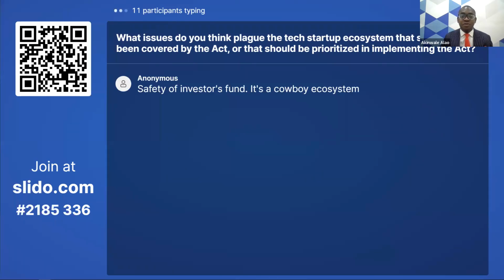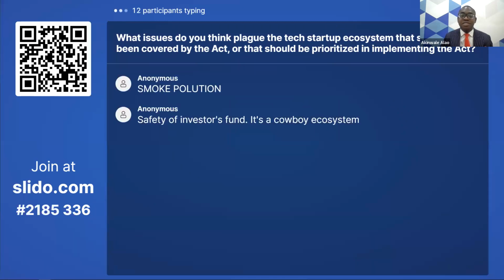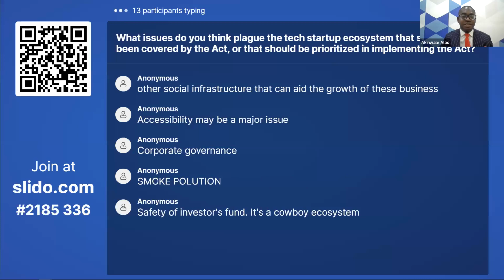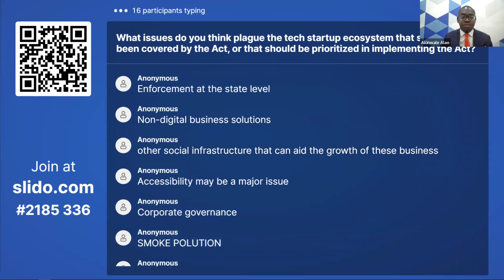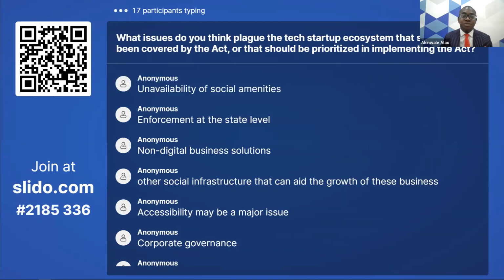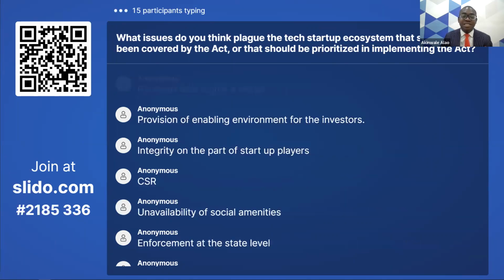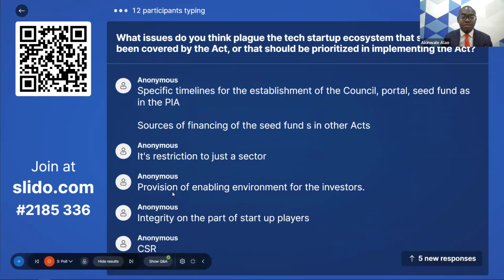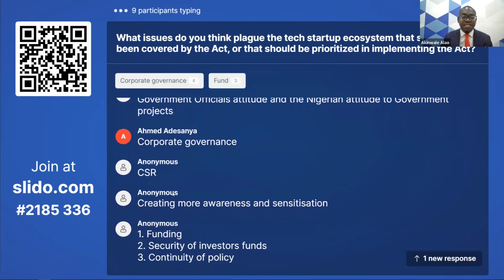Okay, safety of investors' funds. Safety of investors' funds, very key. Someone says it's a cowboy ecosystem. Smoke pollution. So maybe concerns around ESG there. Okay. Corporate governance, very important. Accessibility may be an issue. Other social infrastructure that can aid the growth of these businesses. Non-digital business solutions, unavailability of social amenities, provision of enabling environment. Okay, it's restriction to just one sector. Integrity on the part of startup players.